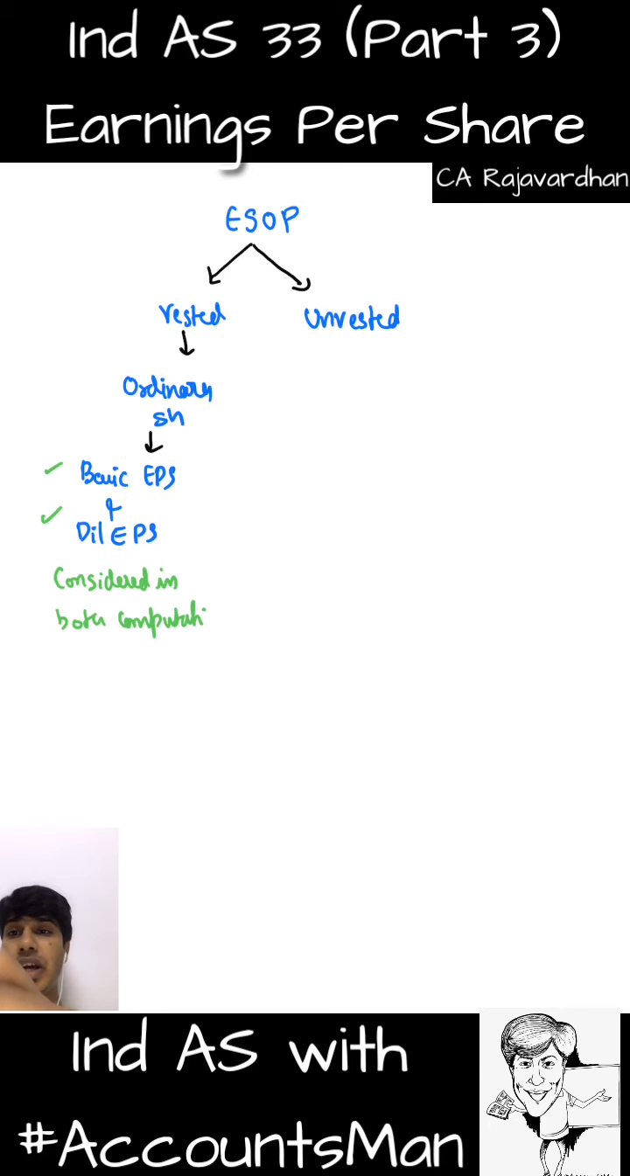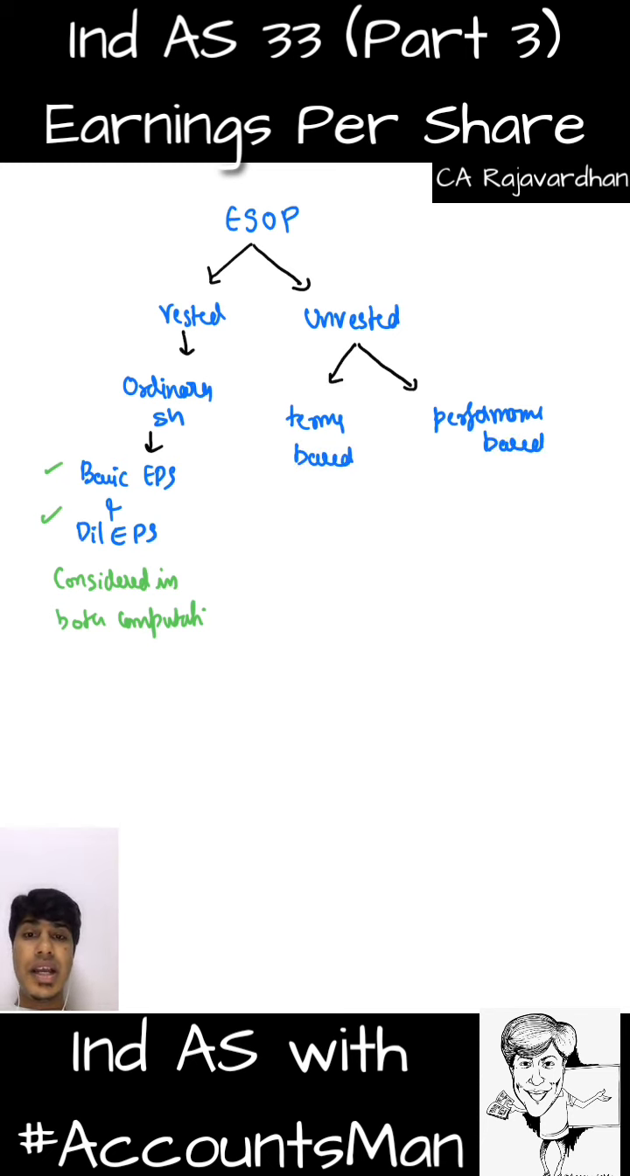Now, how about unvested? When the options are unvested, they will get shares, but on the happening or non-happening of a certain act, that is, fulfillment of conditions. You get that? It can be based on terms, or it can be based on performance. And this terms-based one should definitely be fixed and determinable.